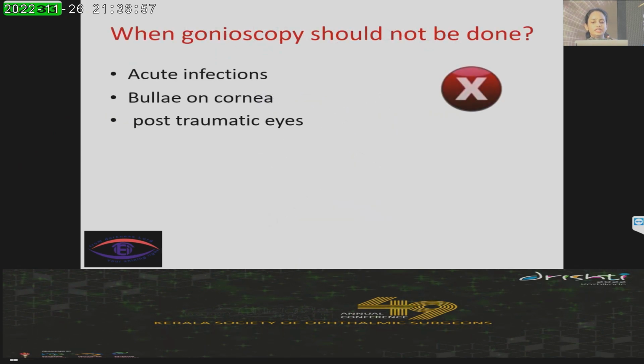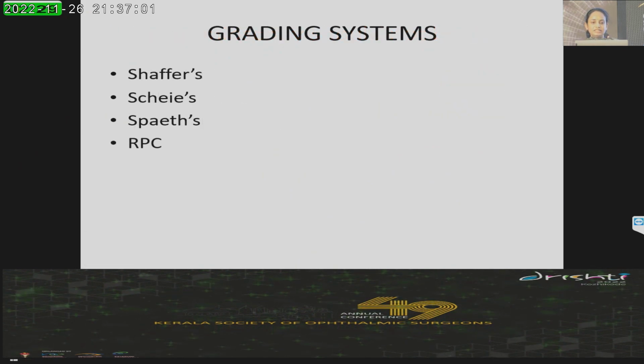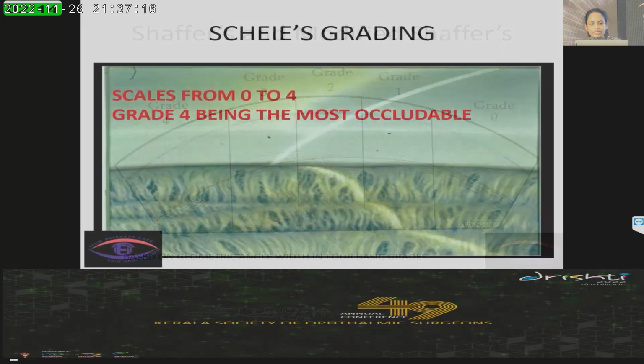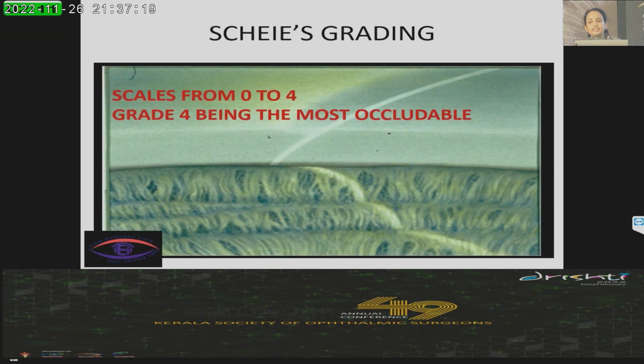Gonioscopy should be avoided in conditions of acute infections, in case of bullae on the cornea, and in post-traumatic eyes. You have different grading systems like Schaeffer's, Shaffer's, Spaeth's, and RP Center. In Schaeffer's, based on the geometric angle width, there are 4 basic grades. Grade 4 and grade 3 are open angles where almost all angle structures are visible, and grade 1 and 0 are closed angles. However, Shea's grading is just the reverse.